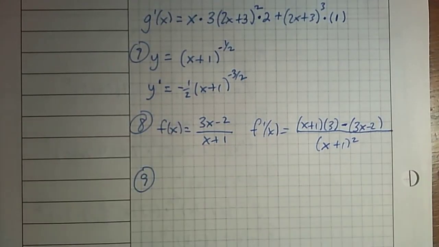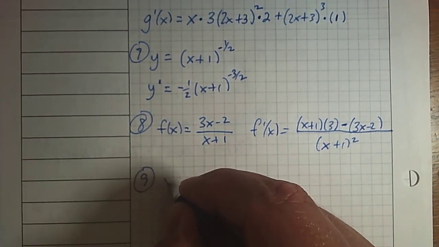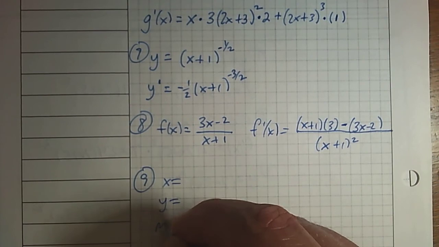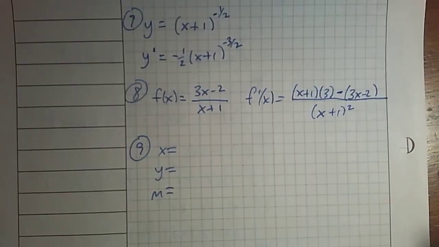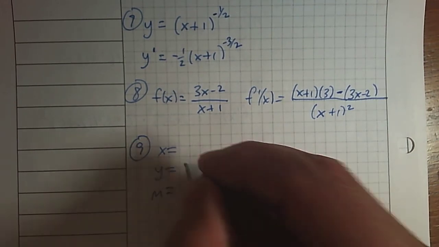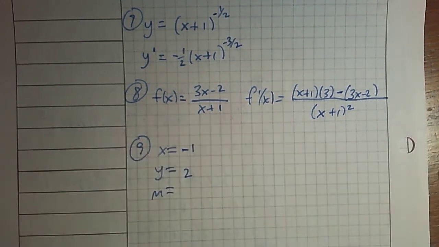Let's do some applications here. 9 says find an equation of a line. That is x, y, and equals. So as soon as I see that, I'm going to set up a little template to help support that to make it simpler. In number 9, it tells me the x coordinate is -1, the y coordinate is 2. How would I find the slope of that tangent line? And that's the derivative.